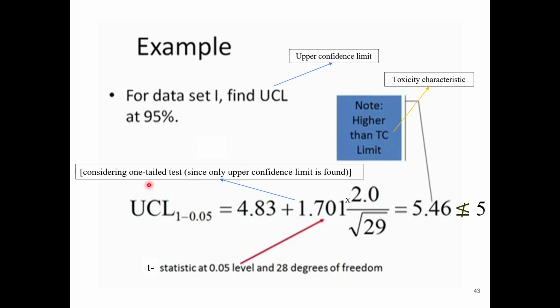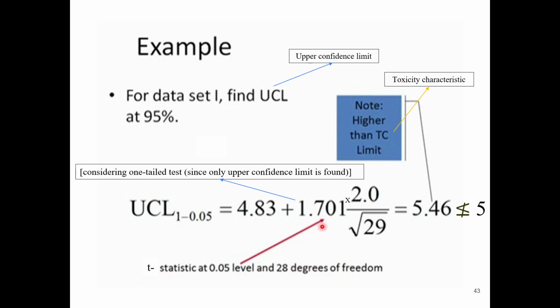But when we talk about a two tail test, if we say 5%, that means 2.5% will go up and 2.5% will go down. Here, because we are talking about a one tail test, the 5% is completely above the upper confidence limit.